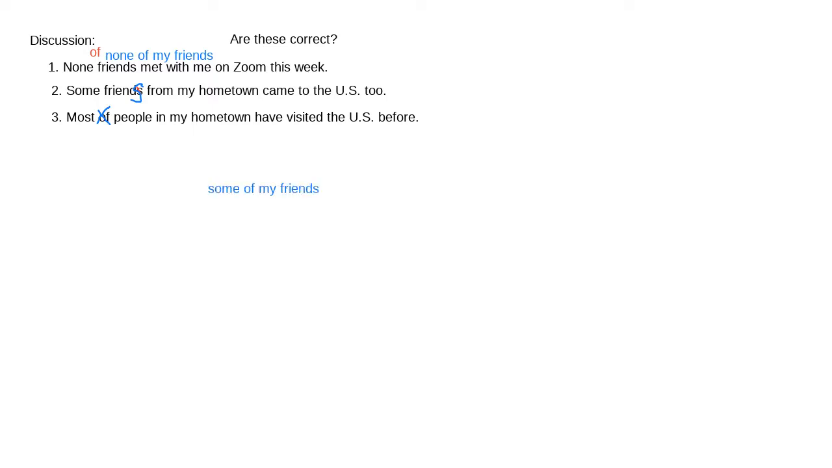Oh, so we have a disagreement about number 2. Someone thinks no S and some think yes, we need the S. Okay, to me, the first one is: a friend of mine met me at the zoo this week, and some friends from my hometown came to the US zoo. To me, that is correct.